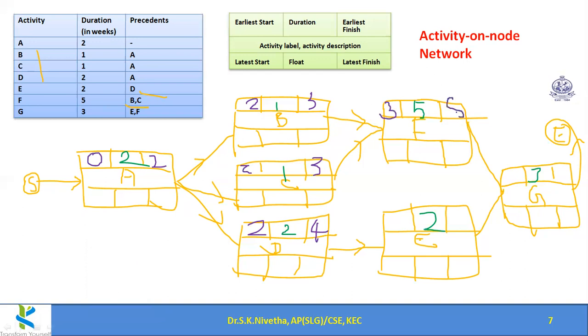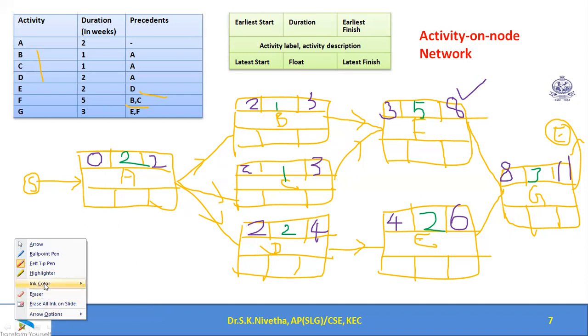3 plus 5 becomes 8. And here 4. So after this is over, we can start here. So fourth week this can be started. 4 plus 2 becomes 6. 8 and 6, which is higher. 8 is higher. So 8 should be filled here. 8 plus 3, 11. So 11 is the nominal time to complete this project. Now backward. Now we shall start backward phase. So in that 11 is fixed.